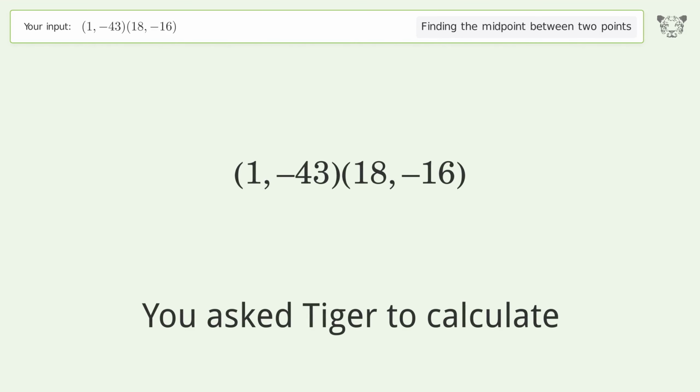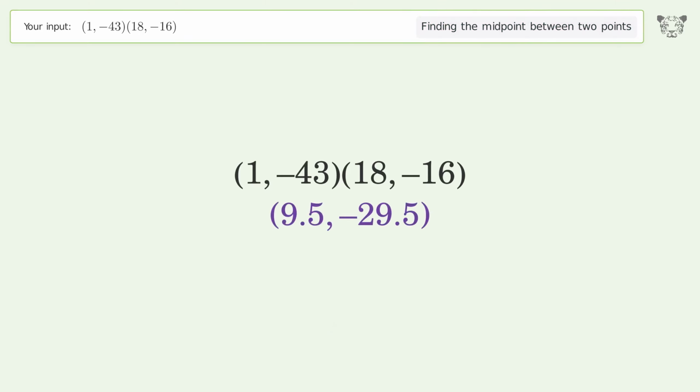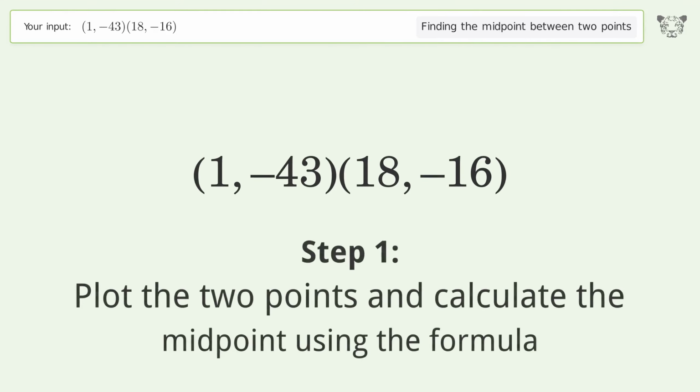You ask Tiger to calculate. This deals with finding the midpoint between 2 points. The midpoint between the 2 points is 9.5, negative 29.5. Let's solve it step by step. Plot the 2 points and calculate the midpoint using the formula.